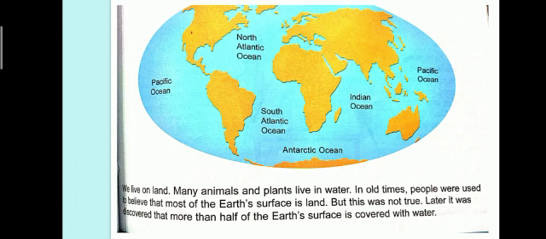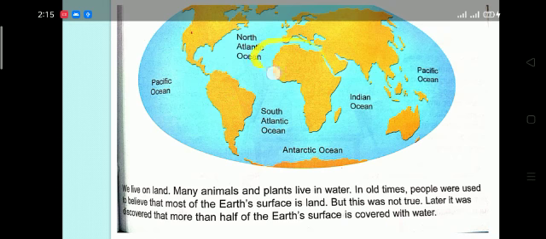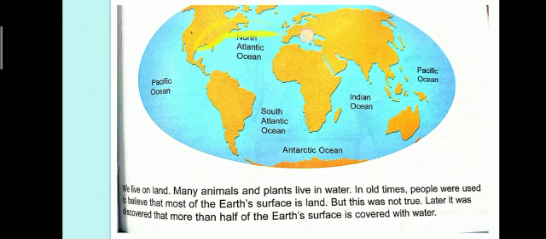We live on land. Many animals and plants live in water. In old times, people used to believe that most of the earth's surface is land. But this was not true. Later, it was discovered that more than half of the earth's surface is covered with water. You can easily imagine it here that more than half of this area, except these three areas, is covered with water.